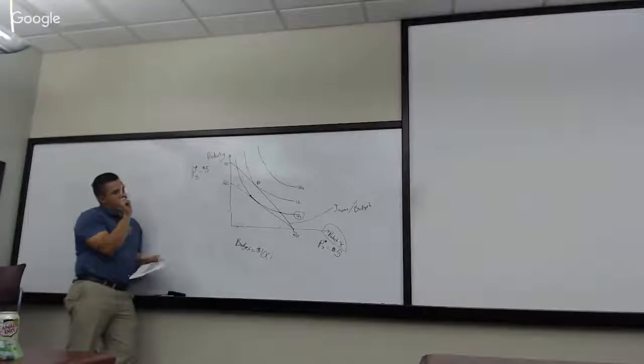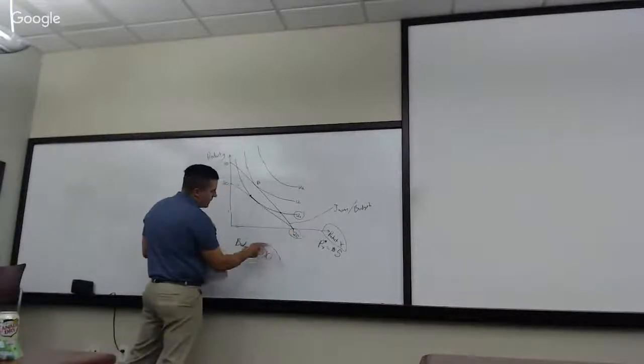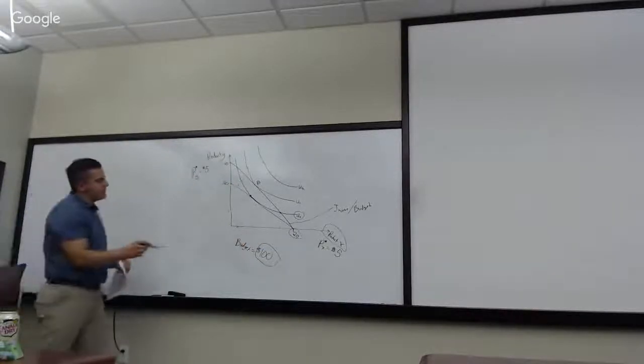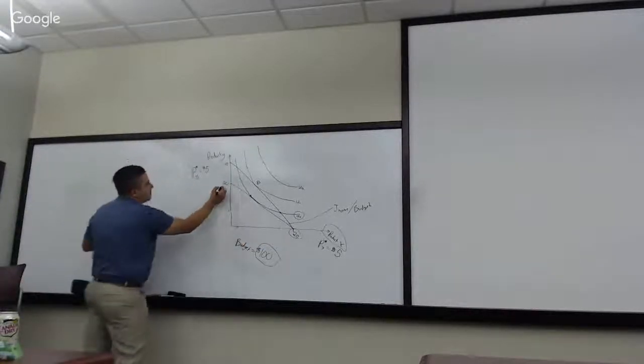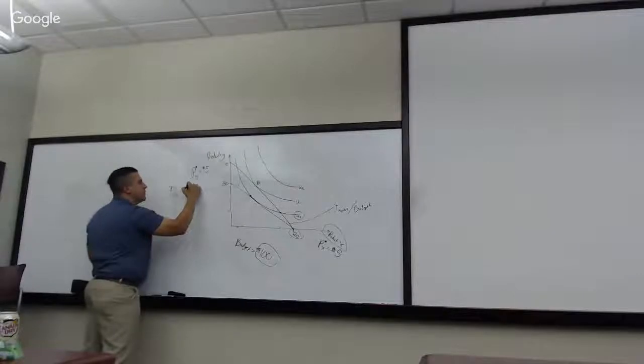Given the fact that the price of X was $5 and our intercept on X was 20, we could figure out that our budget was equal to 100. If our budget was equal to 100 and we're able to buy 20 units of Y, 100 divided by 20 is going to be equal to $5. Our price of Y is equal to $5.